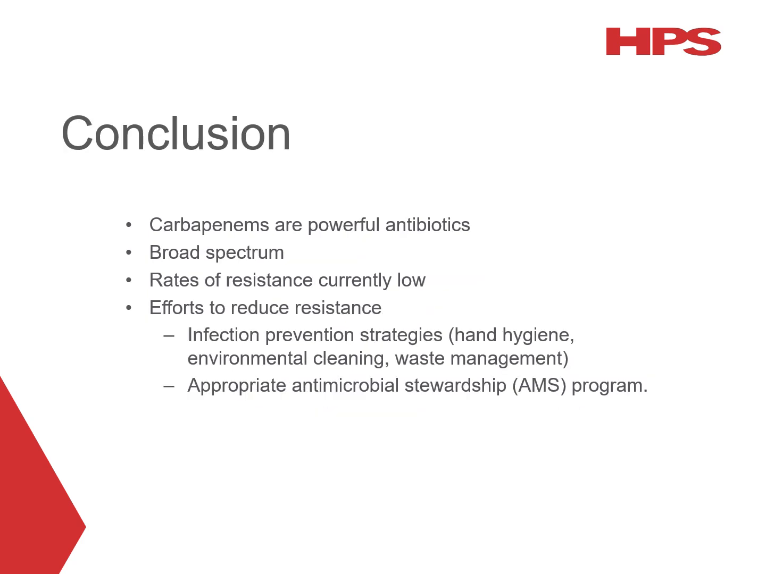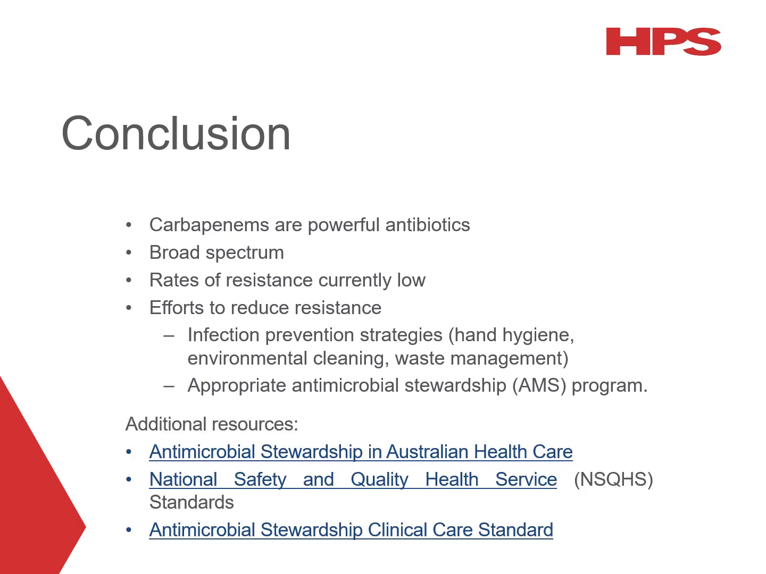So to conclude, carbapenems are very powerful antibiotics and they have a very broad spectrum of activity. Rates of resistance are currently low but increasing, and we should be making efforts to limit the spread of antibiotic resistance wherever possible. So this includes infection prevention strategies such as hand hygiene, environmental cleaning and waste management, as well as appropriate antimicrobial stewardship programs.